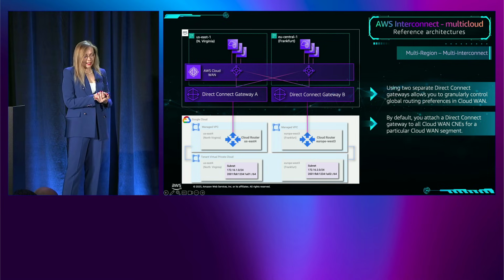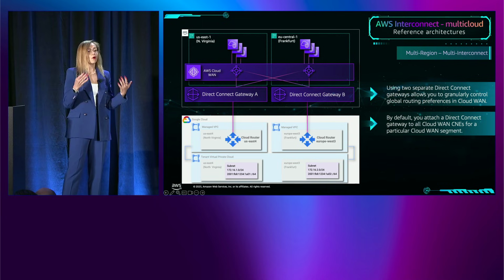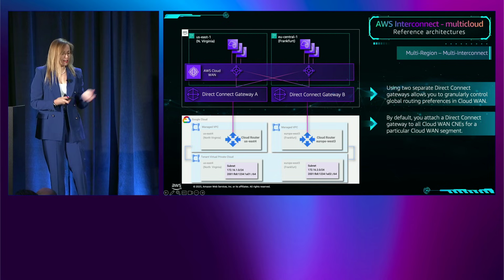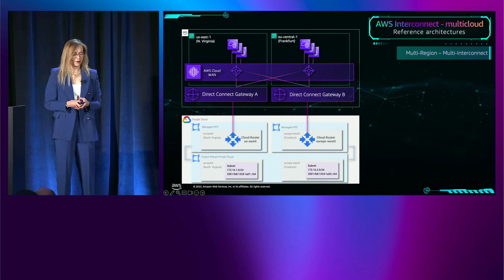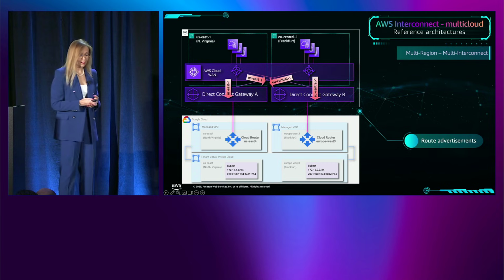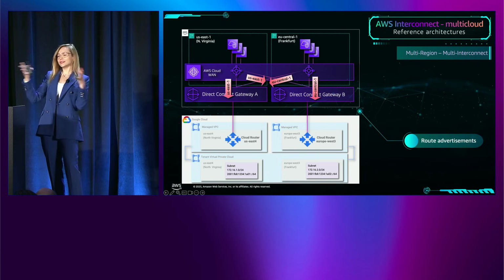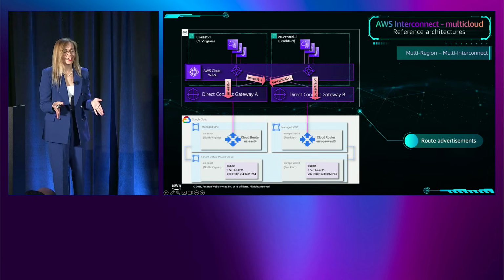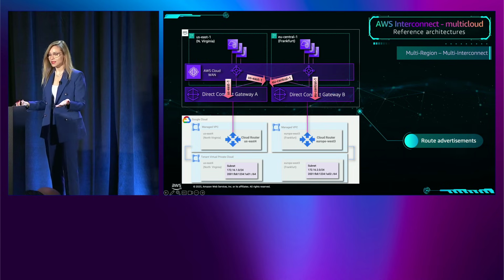So, again, I was mentioning that by default, when you attach a Direct Connect Gateway, it gets attached to all the core network edges in Cloud WAN, so you don't have to overthink this too much. Now, each Direct Connect Gateway that hosts an interconnect has its own BGP session that's already running. So let's look at route advertisements. Core network edges advertise their local routes to all the attached Direct Connect gateways by default, right? So now each CNE will send those local routes to both Direct Connect Gateway A and Direct Connect Gateway B.